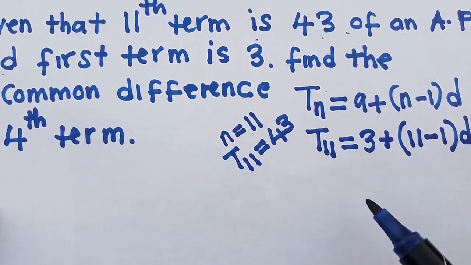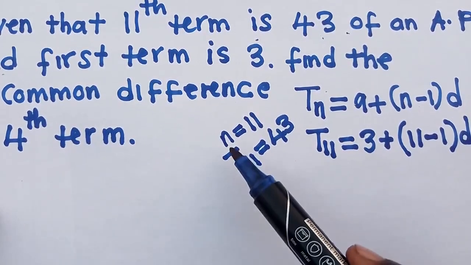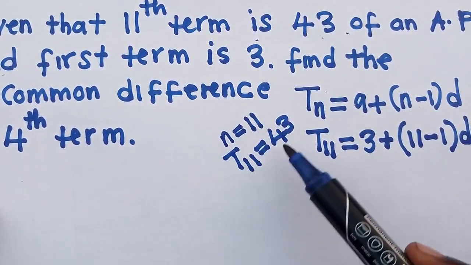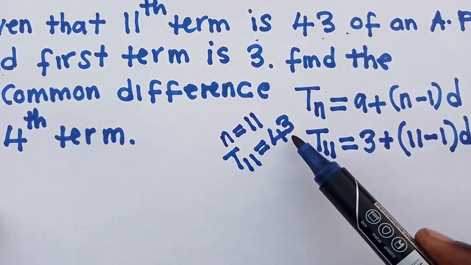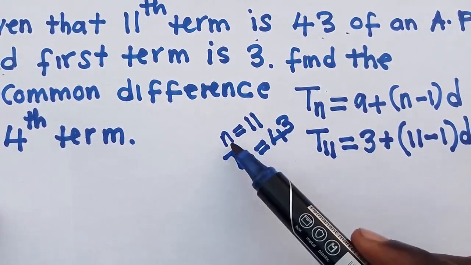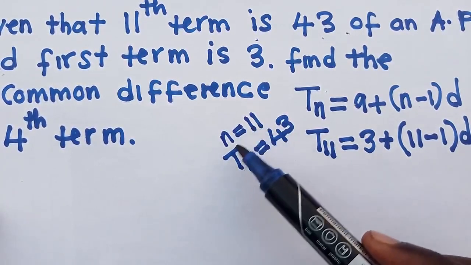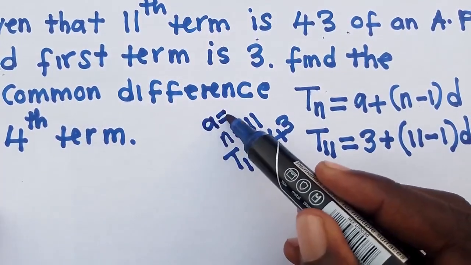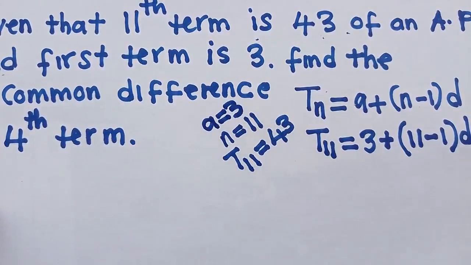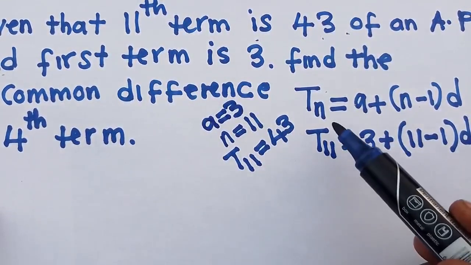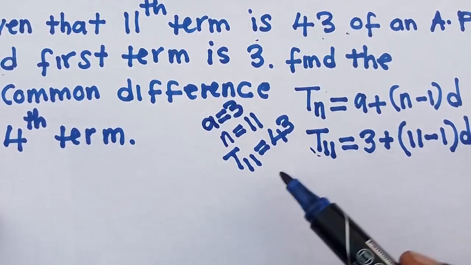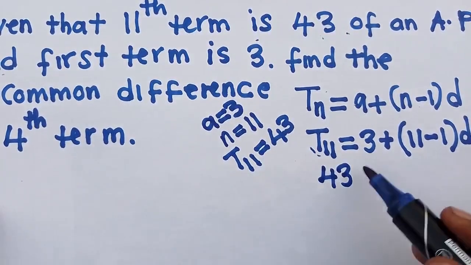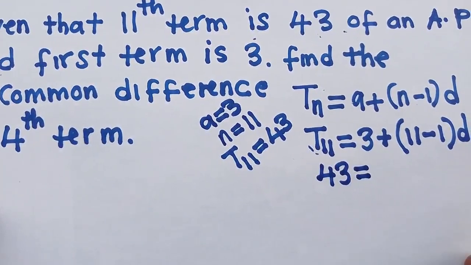Now as you can see, what I did is that I'm given the 11th term, so n is equal to 11. This same 11th term is given, which is 43. So where there is n, I put 11. Where there is a, the first term, which is 3, I put 3. Then where there is Tn, which is here, I put 43, which is equal to.